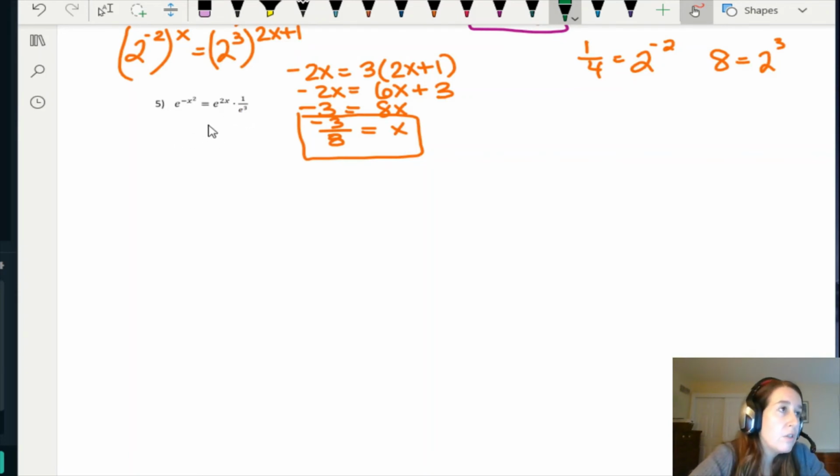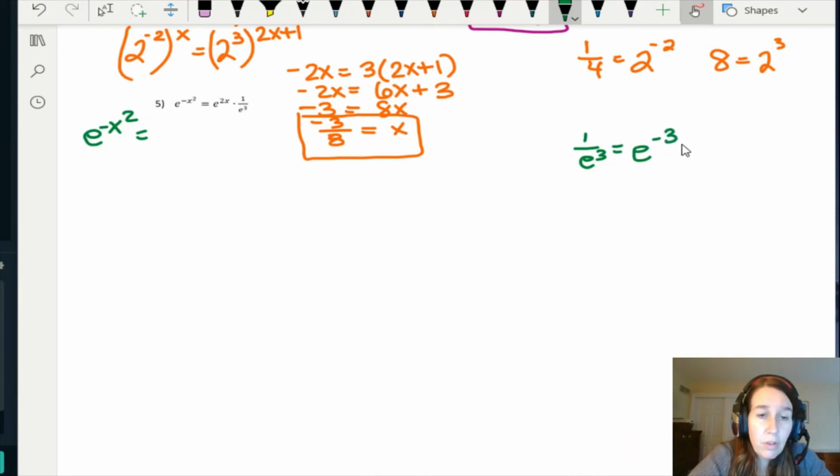Okay, so let's rewrite the problem. Think about this, 1 over e to the third, isn't that the same as e to the negative third power, right? Because of our reciprocal negative exponents. So if we are actually multiplying, this would be e to the 2x times e to the negative third. Okay, this is introducing or reminding you of another exponent rule.